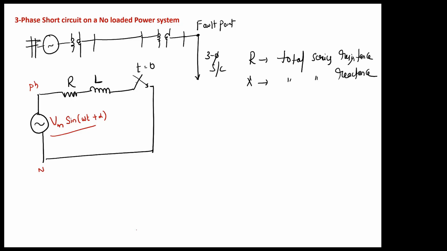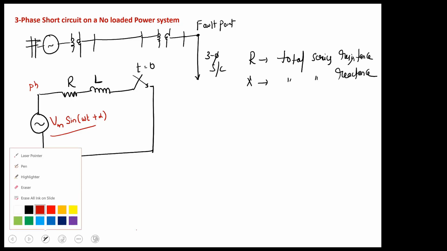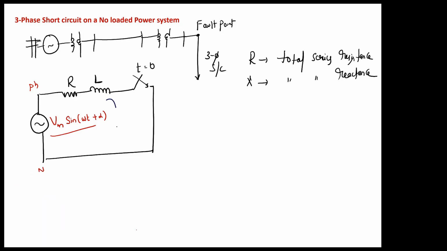So the total fault current, that is i(t), is what I am trying to calculate just immediately after the occurrence of the fault. So if you apply KVL, Kirchhoff's voltage law, what are you going to get?